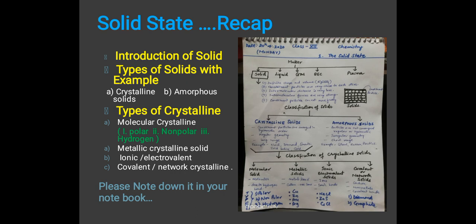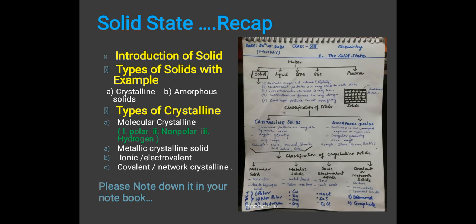So dear students, let's have a small recap here. As we know, matter is the basic thing to create any type of material in the world. Matter basically has 5 states: solid, liquid, gas, Bose-Einstein condensate and plasma. And we already did the classification of solids: crystalline and amorphous.